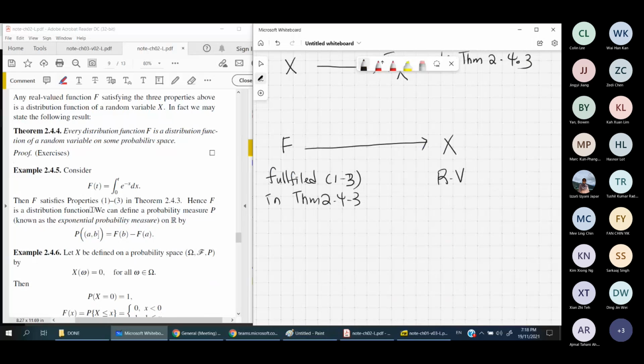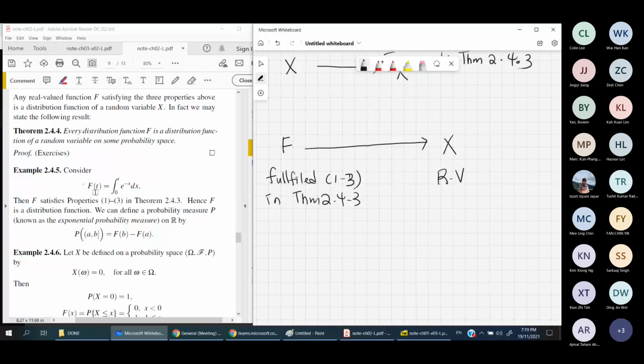Okay. So let's look at some examples here. First of all, I'm not going to look at how we're going to construct this random variable. However, we can just look at this example here. Then we can see we use it to construct the random variable.